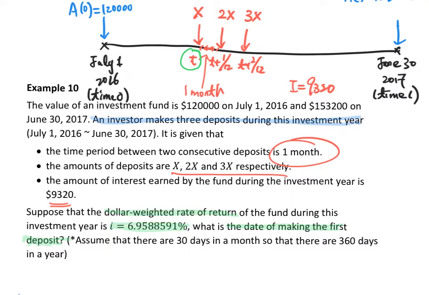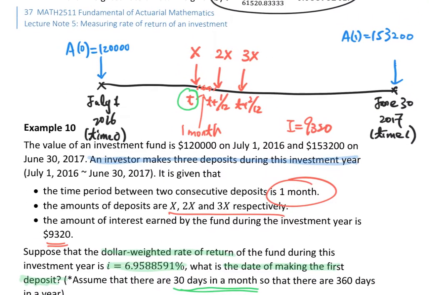To facilitate the calculation, we will assume that there are only 30 days in a month, so that we have 360 days in a year. Now, how do we solve this problem? In order to figure out this exact date, the easiest way is to find the value of t. So that will be our target.